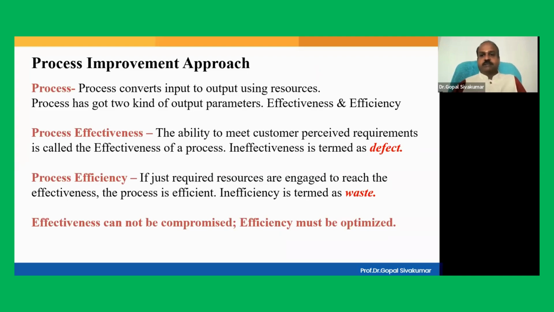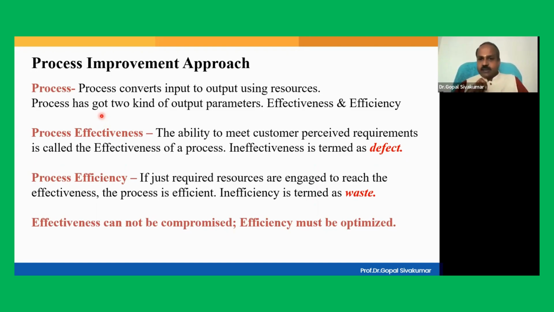So the process improvement approach is very, very important, right? Anything you want to improve, you need to work at the process level. Process means a set of activities that will convert your input into output. There are two parameters with respect to your process: one is effectiveness, another one is efficiency.